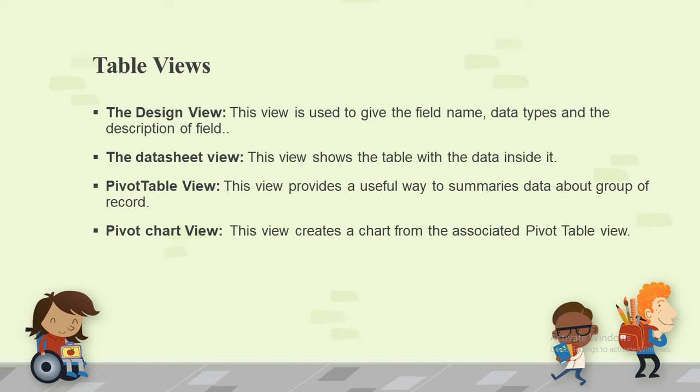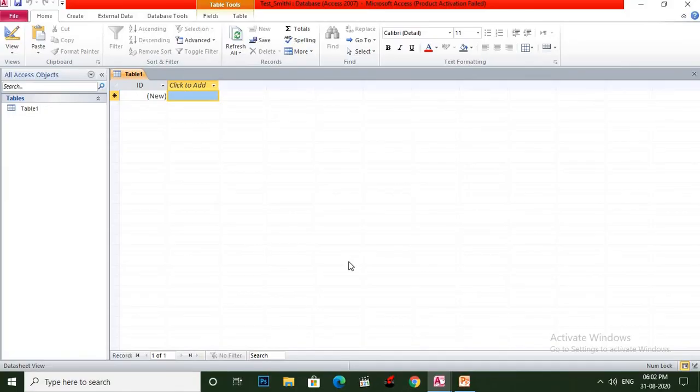Third is pivot table view. This view provides a useful way to summarize data about groups of records. And last is pivot chart view. This view creates a chart from the associated pivot table view. Now our next topic is changing the views.